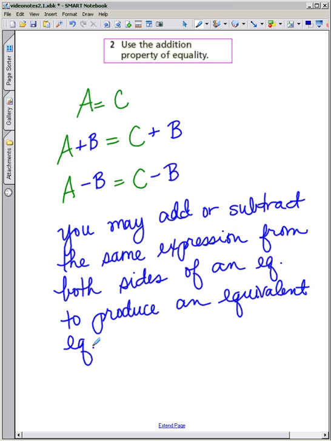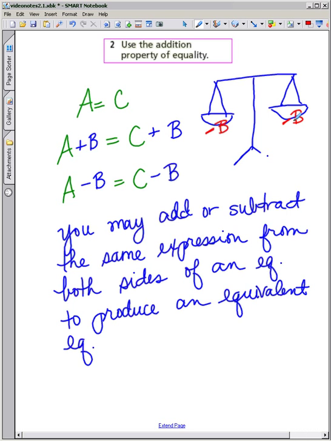It's kind of like, if you think about scales, you're going to see here my artistic abilities leave something to be desired. If you have old-fashioned scales, and each side has something on there that keeps it in balance, in other words, the quantities on each side are equivalent. Well, to maintain that balance, let's say if you subtract B from this side, you have to subtract B from this side to keep it in balance.